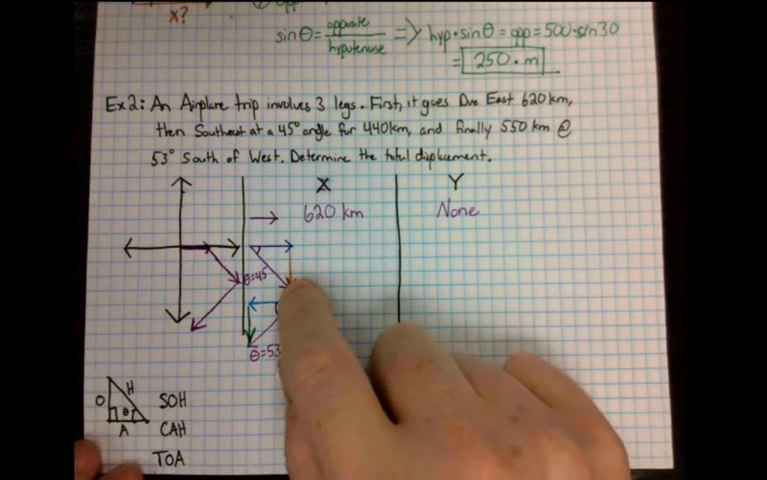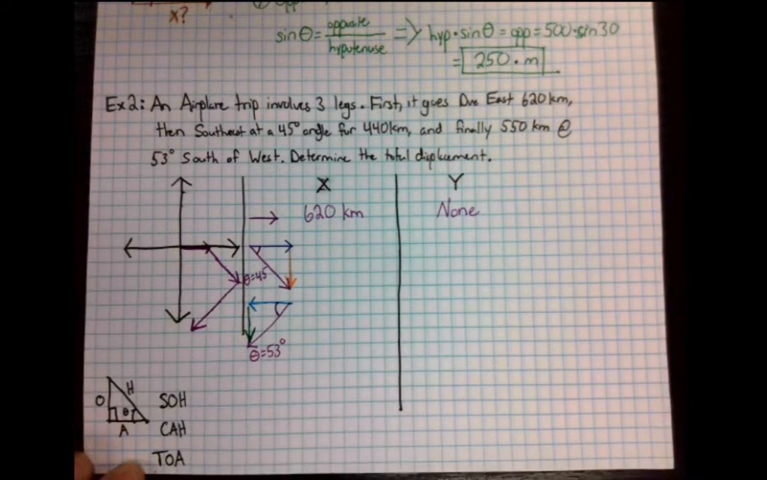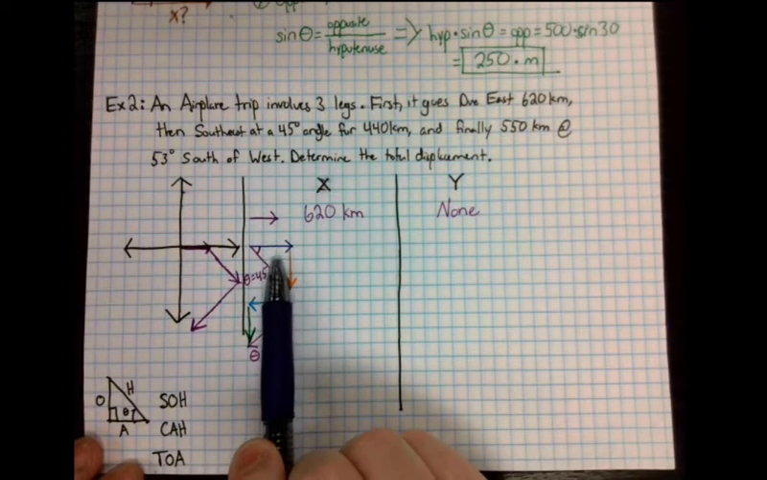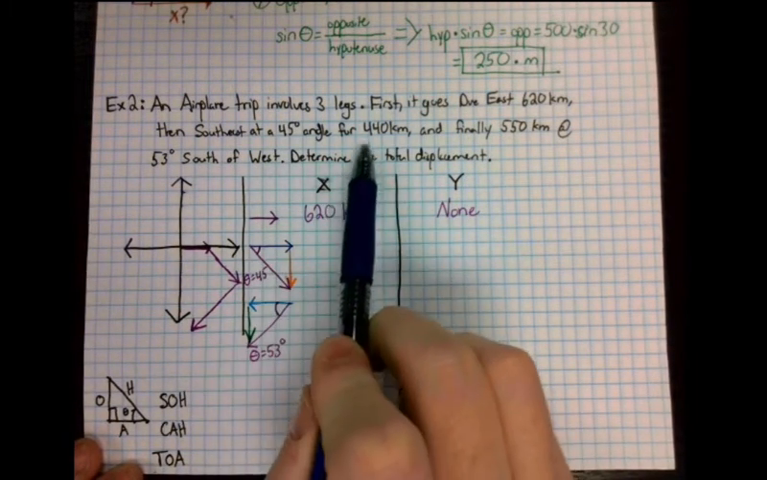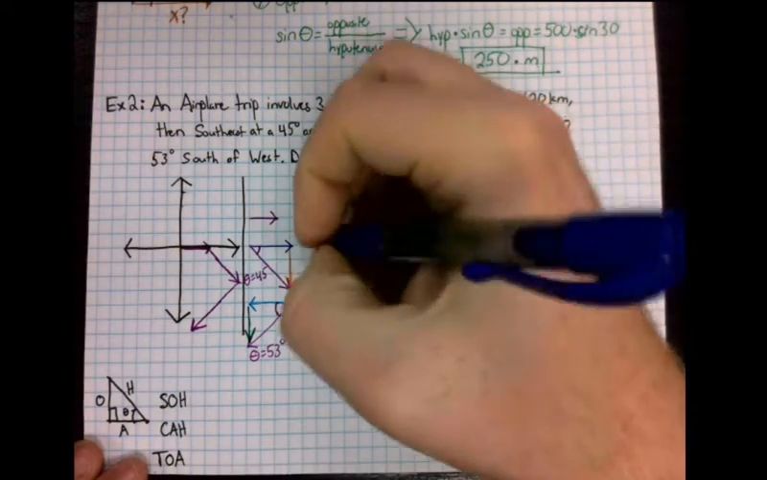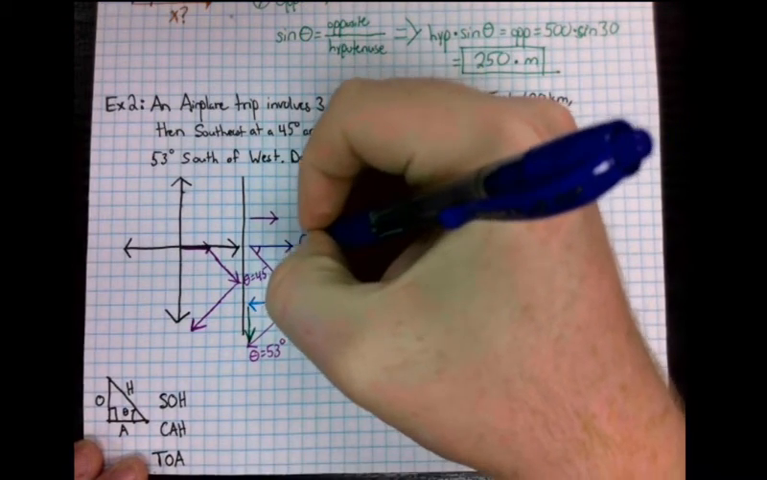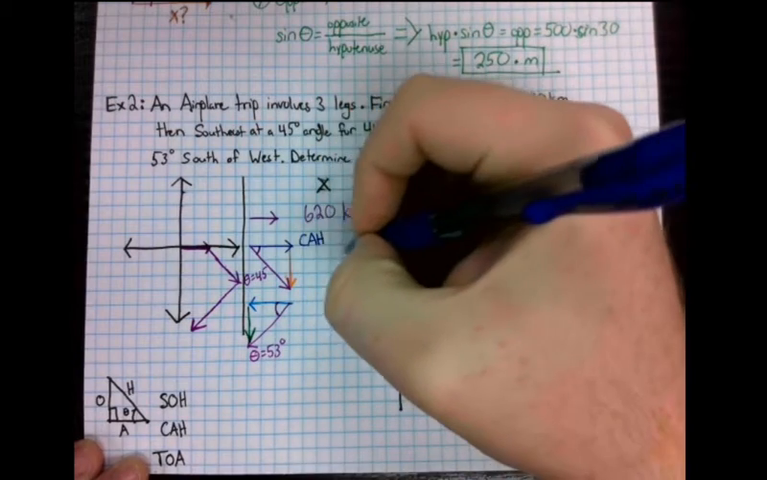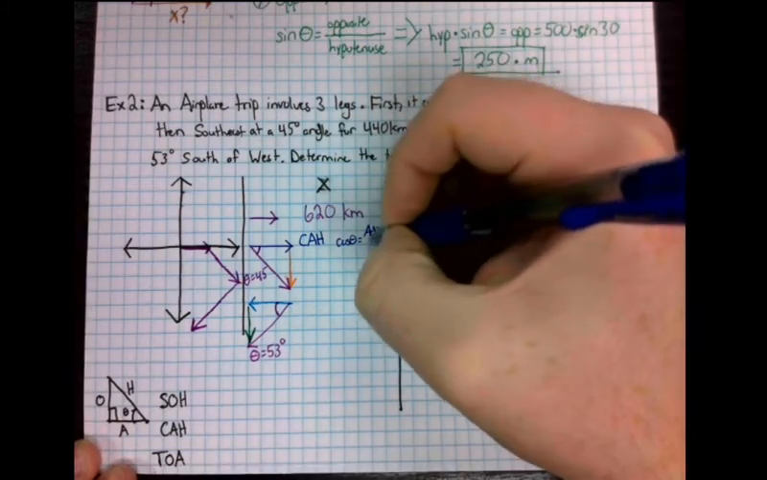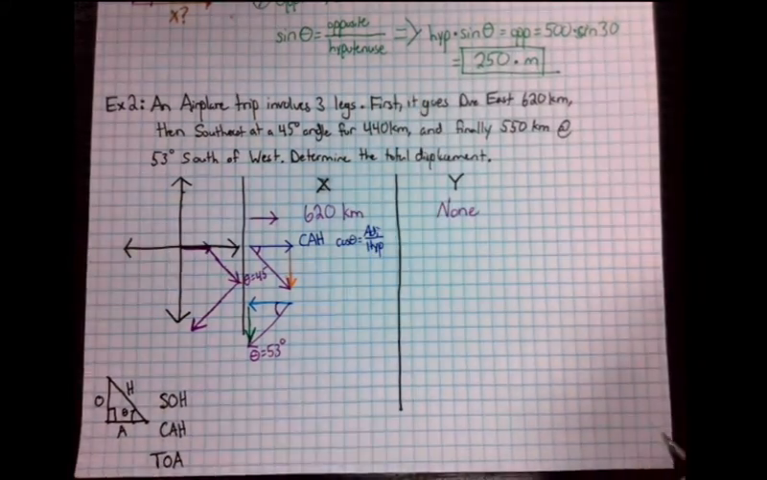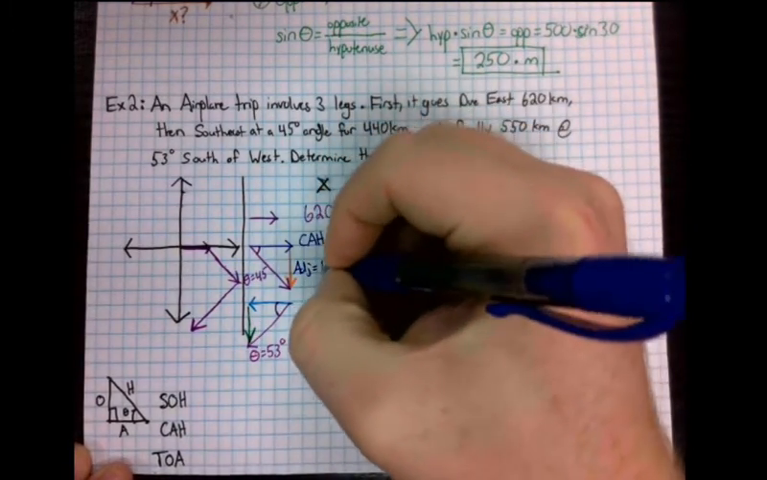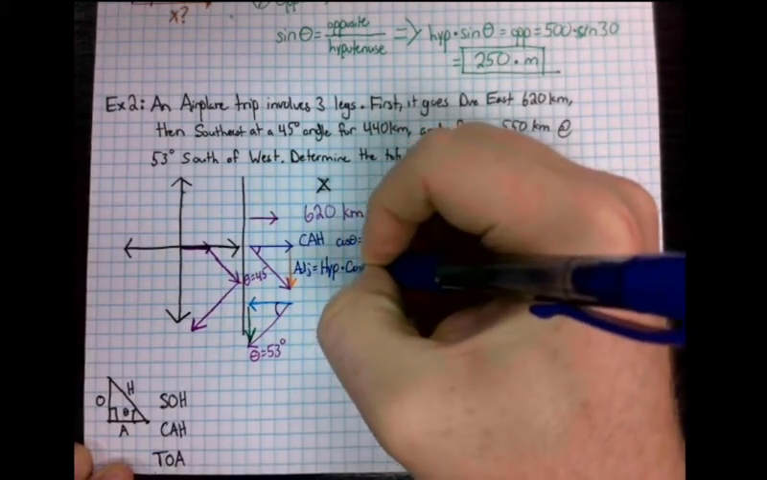For our next component here, we want to split it into an x and a y. So to get my x component, it's the first one. I'm going to switch to my blue color. We know the hypotenuse. The hypotenuse up here is 440. We want to find the adjacent. Adjacent is going to be CAH. We're going to use CAH: cosine theta equals adjacent over hypotenuse. And we're going to rearrange that. We want to get adjacent. Adjacent equals hypotenuse times cosine theta.